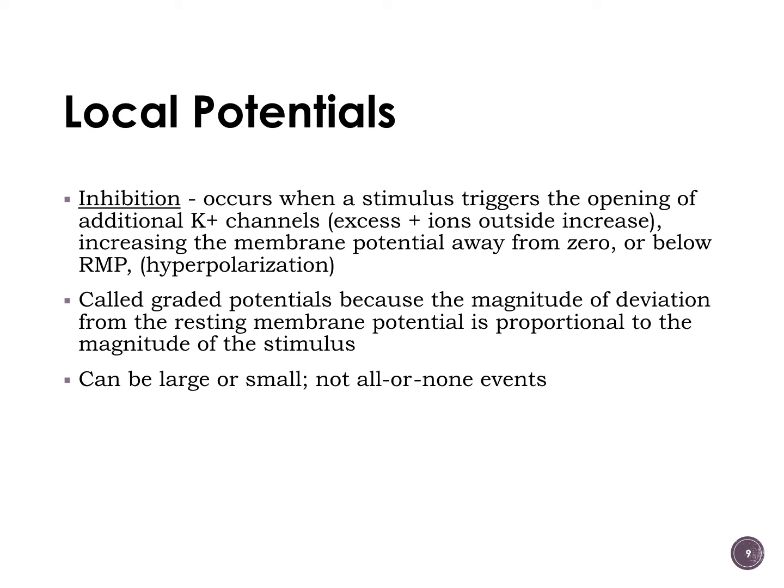These are called graded potentials because the magnitude of the deviation from the resting potential is proportional to the magnitude of the stimulus. So the more stimulus, the more fluctuation we get. These can be large or small, and they're not going to be all or none events. There is a gradient to what's happening here.